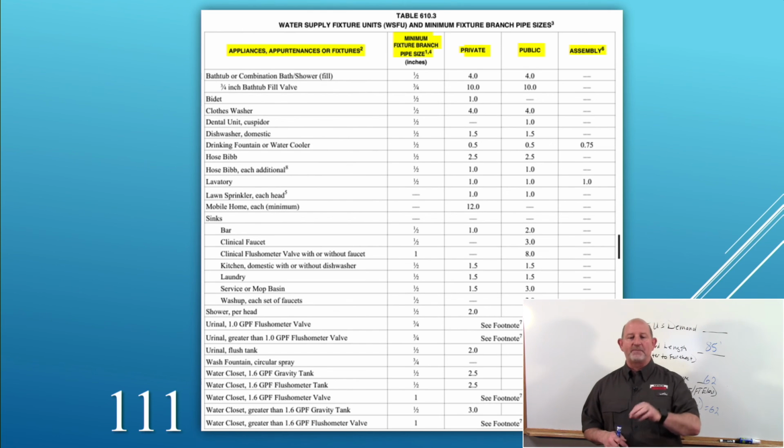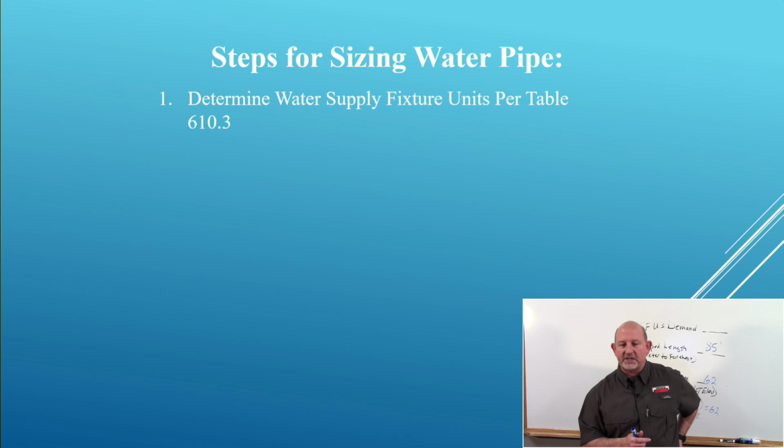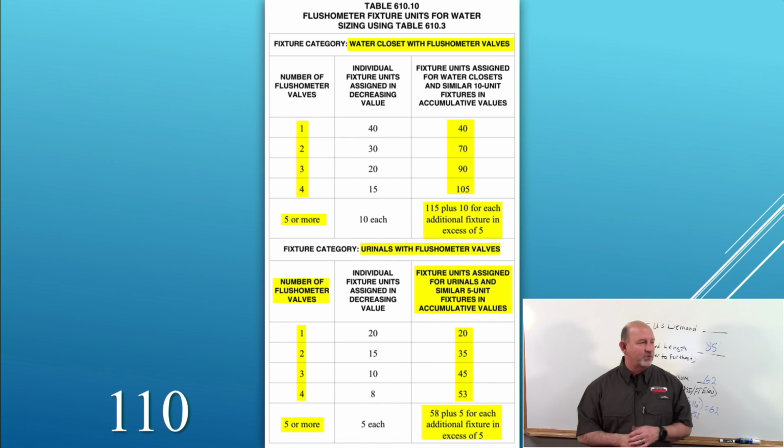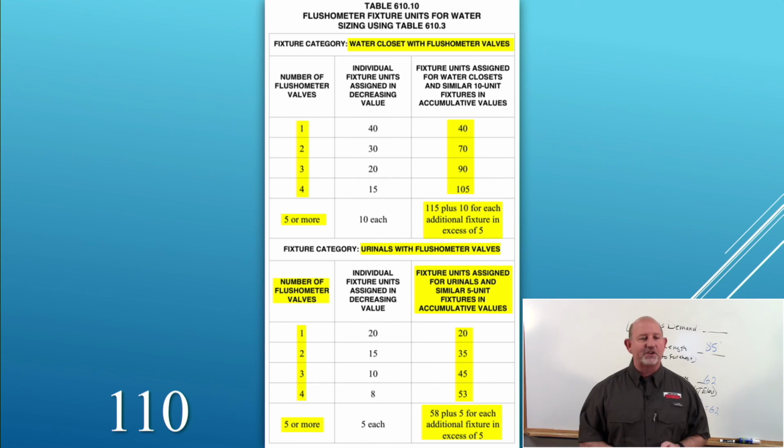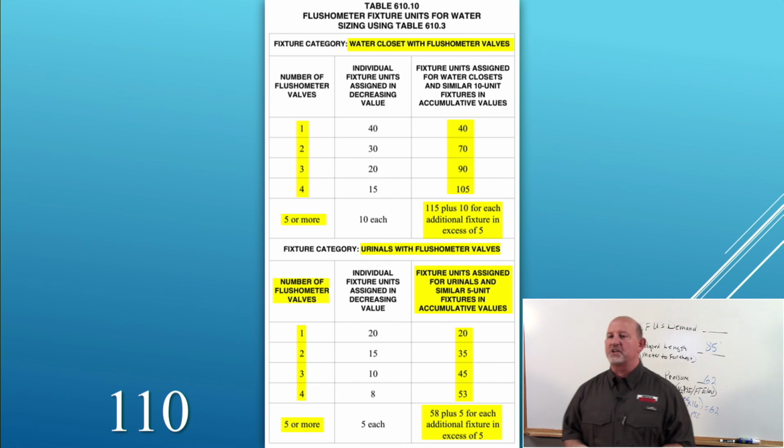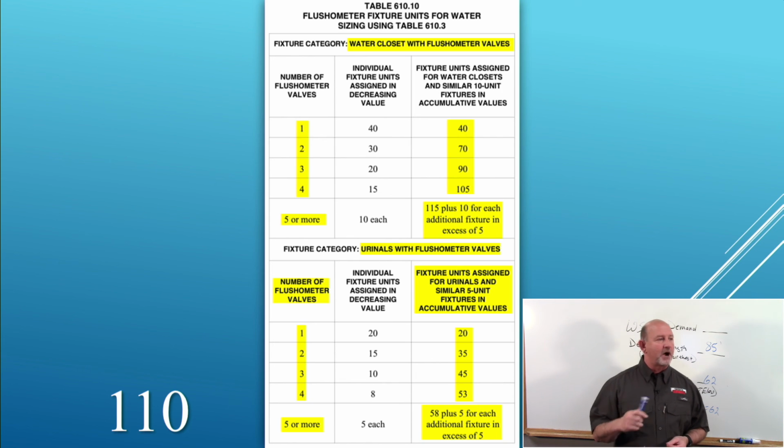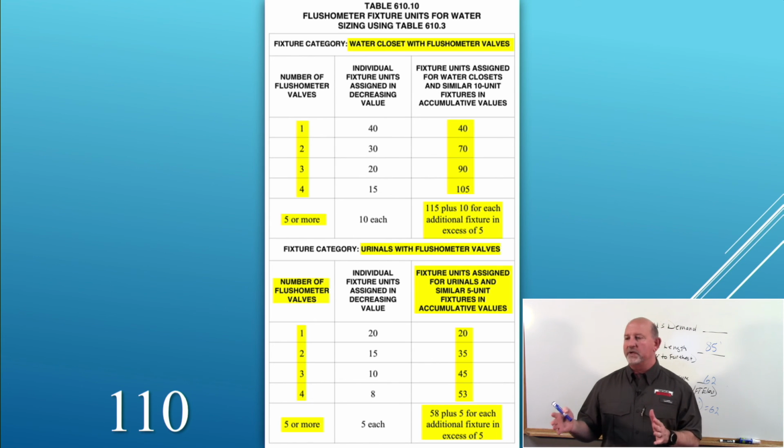Secondly, I'm going to drop down to my flushometer valve urinal and water closet. Both of those say, see footnote 7, refer to 610.10. That's going to take us over here to page 110. On page 110, I've got 5 flushometer valve water closets there at the top. Fixture category, water closet with flushometer valves, 5, 115. Again, it's okay to read the note, but you got to read it all. 115 plus 10 for each additional fixture in excess of 5.